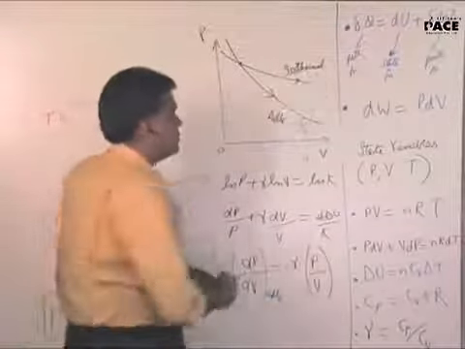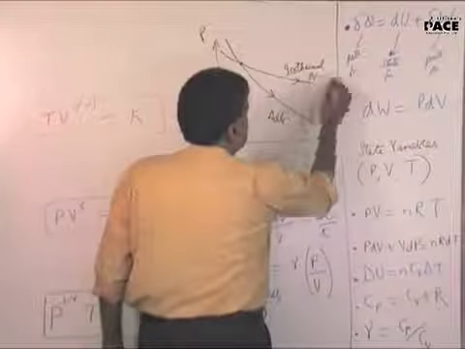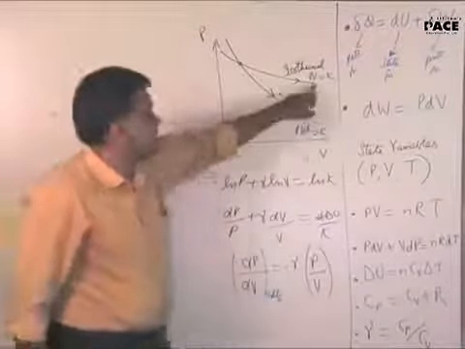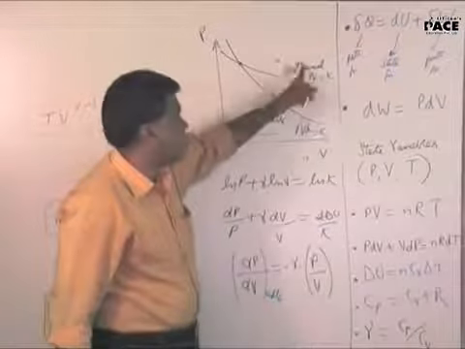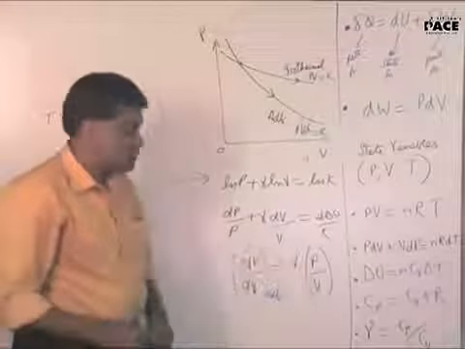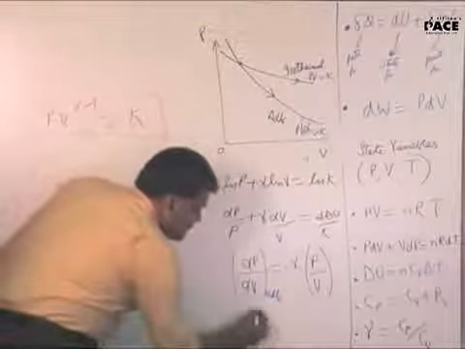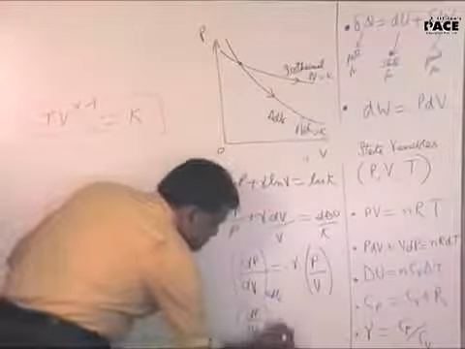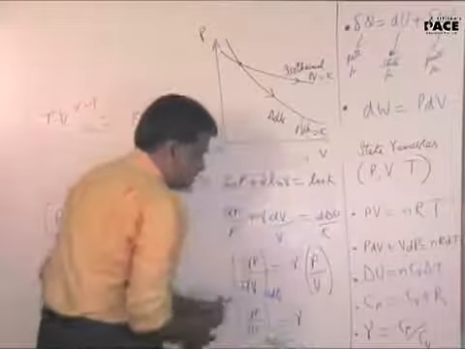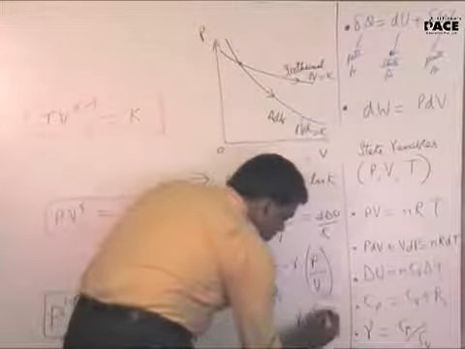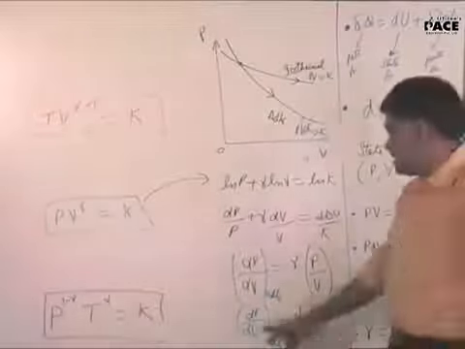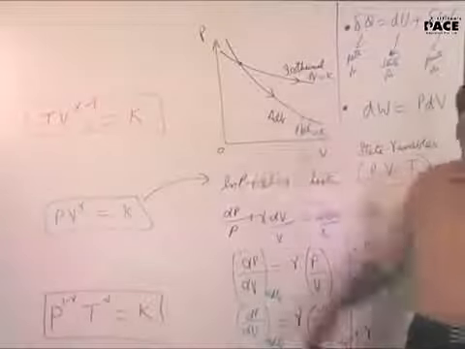What is the equation for isothermal process? PV is a constant. This is PV to the power gamma is a constant, which means this is like gamma equal to 1. What will be the slope of isothermal process? Put gamma equal to 1, you get minus P by V. So we could say the slope of the adiabatic is equal to gamma times the slope of the isothermal. So that proves it that the slope of the adiabatic is steeper than the isothermal at a given place.